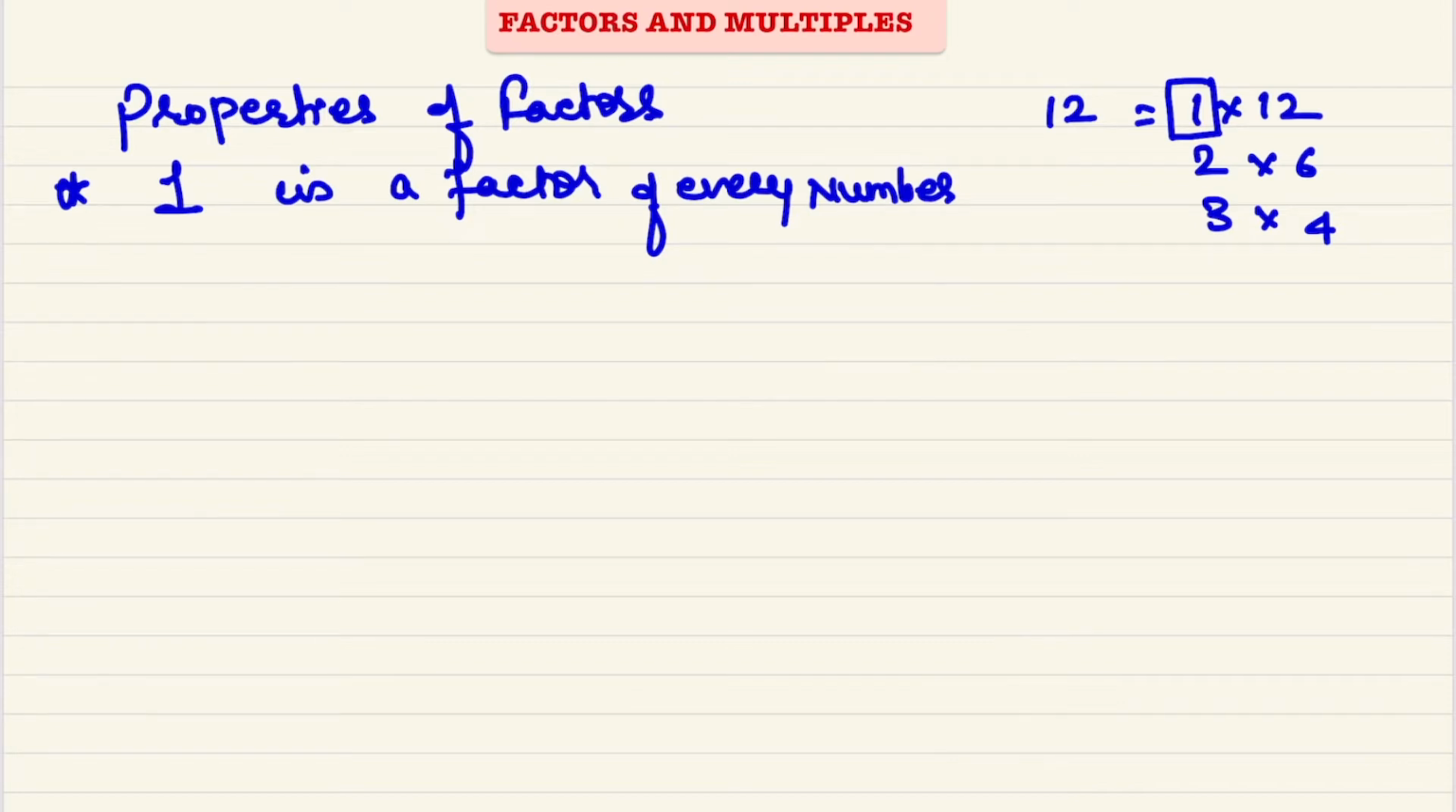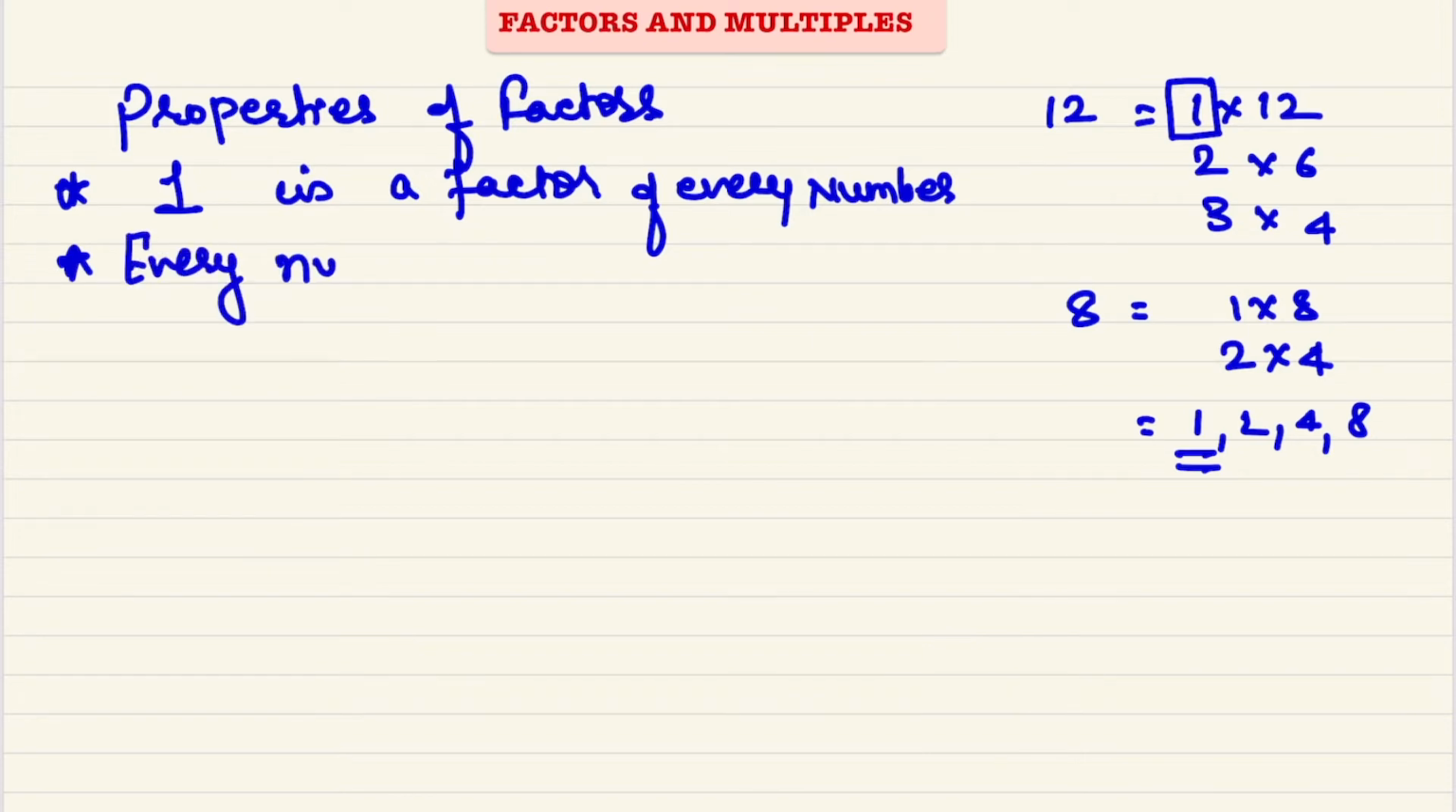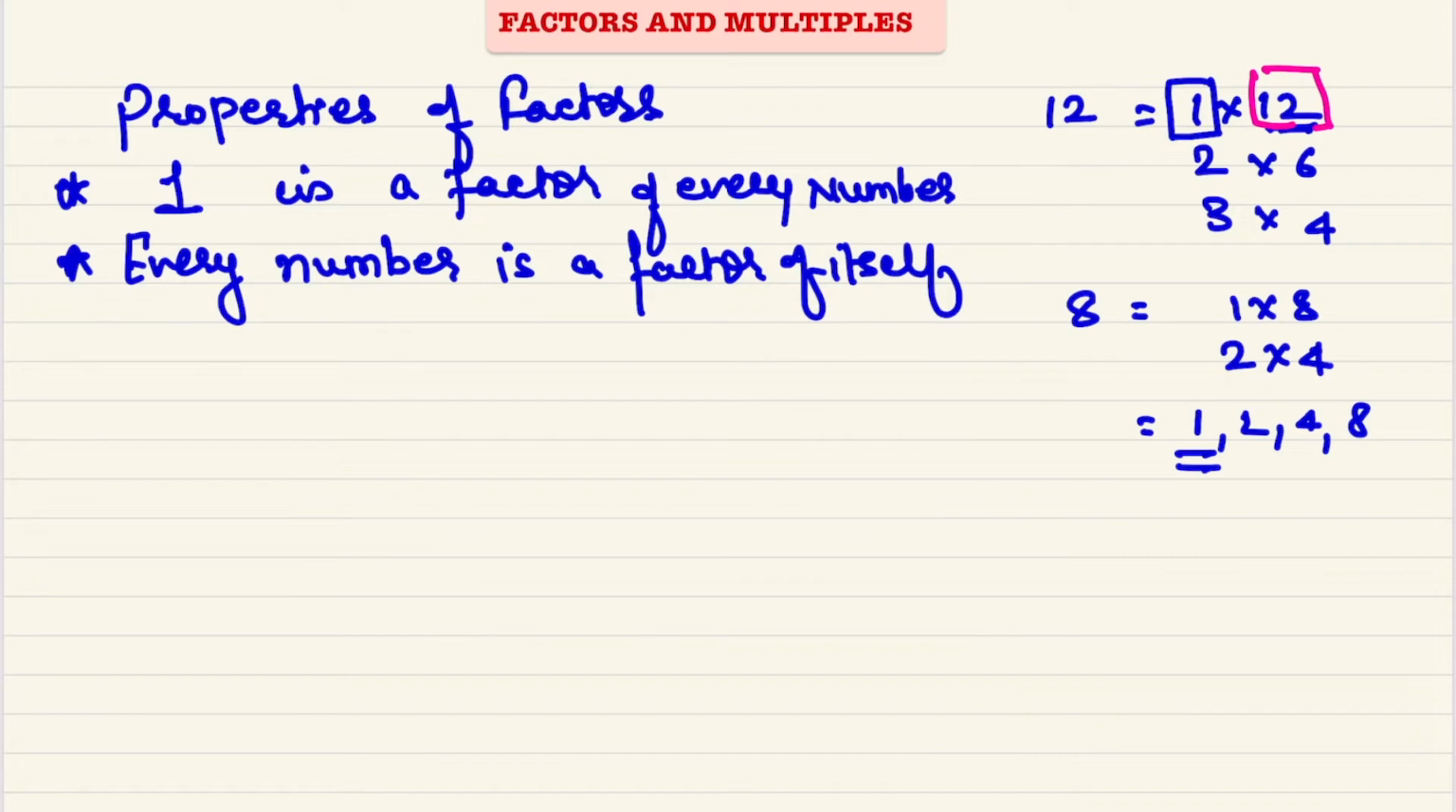Whatever number, suppose we take another example, say 8. I'll write the factors of 8: 1 into 8, 2 into 4. So I see that 1, 2, 4 and 8. So we see that 1 is a factor of every number. Second, every number is a factor of itself. Right. So we have seen here, I'll mark with a different color, 12 as the example.